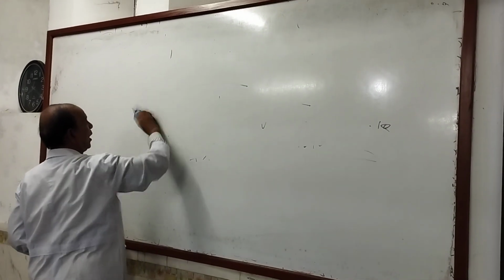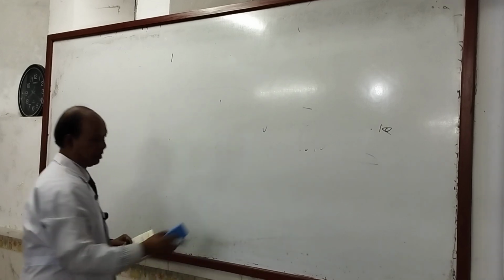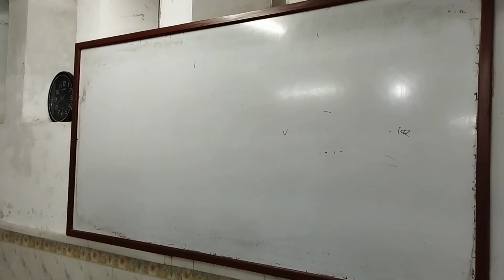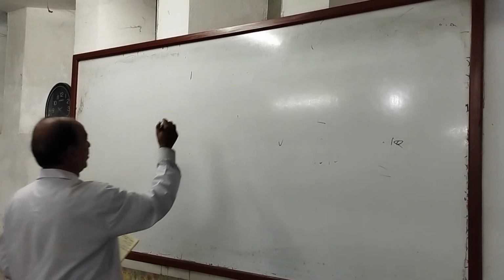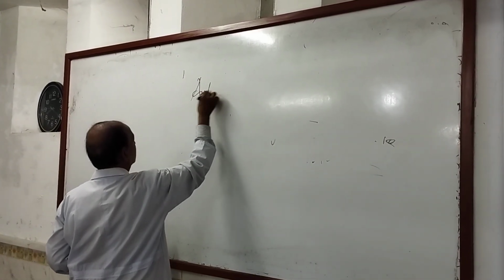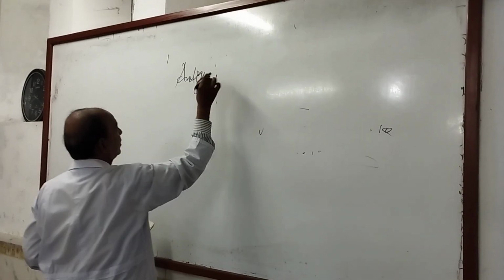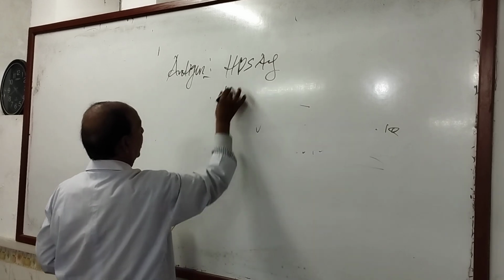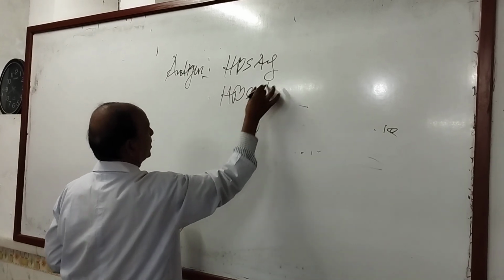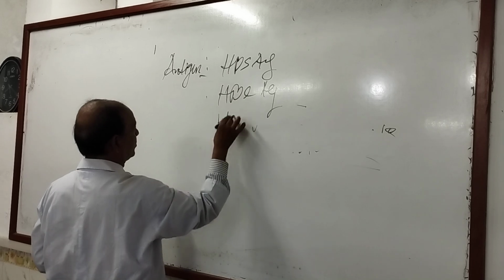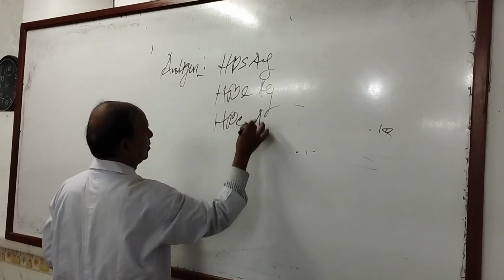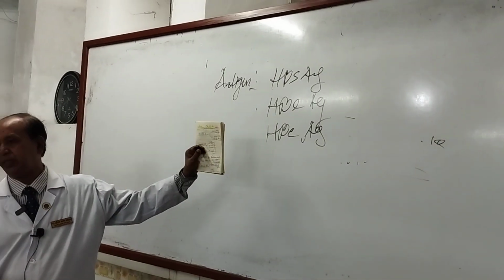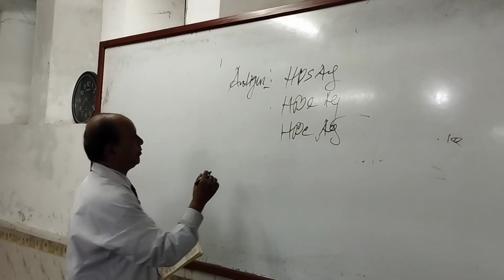Next, we go for hepatitis B. Hepatitis B, what happened? 3 antigen, 3 antibody. Remember this. What is the antigen? Hepatitis B surface antigen, hepatitis B E antigen, hepatitis B core antigen. And for these 3 antigens, there are 3 antibodies, remember this.